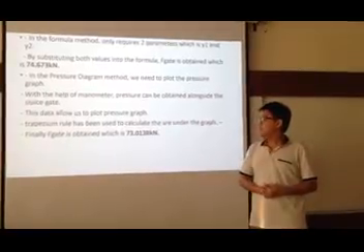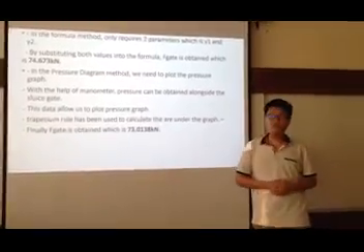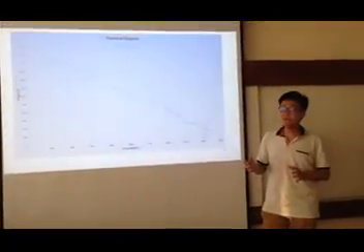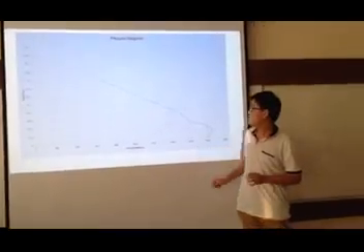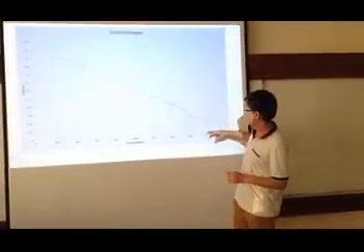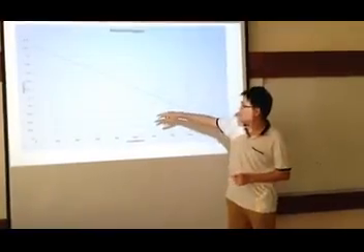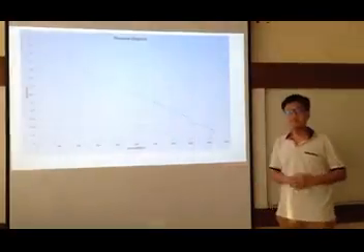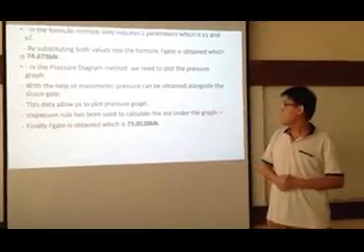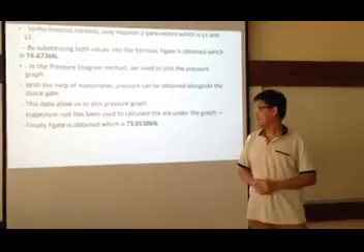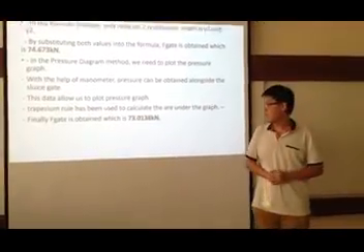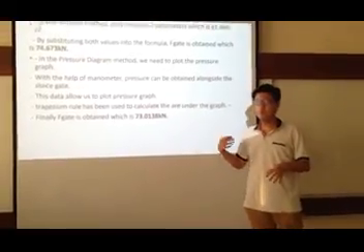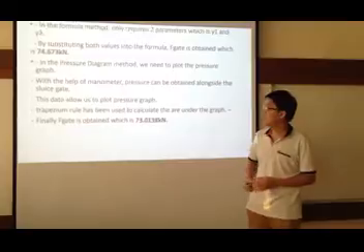Then after we get the pressure graph, we are going to calculate the area under the graph, and we are using the trapezium rule. You imagine this is a straight line, this is a straight line. Then we can use the trapezium rule to calculate the area. Finally, the force acting on the gap is 73.013 kilonewton.